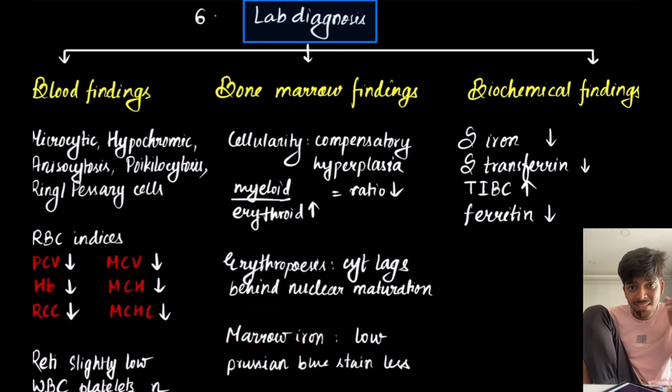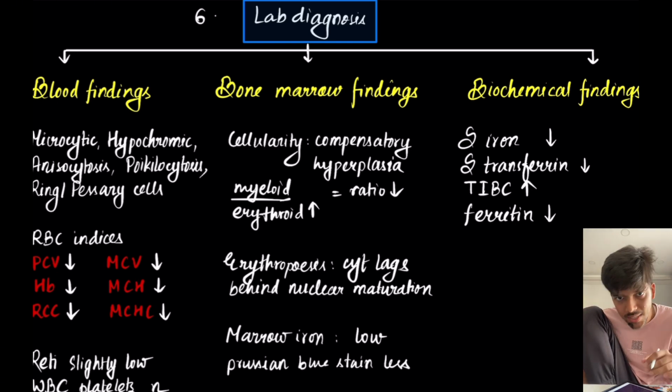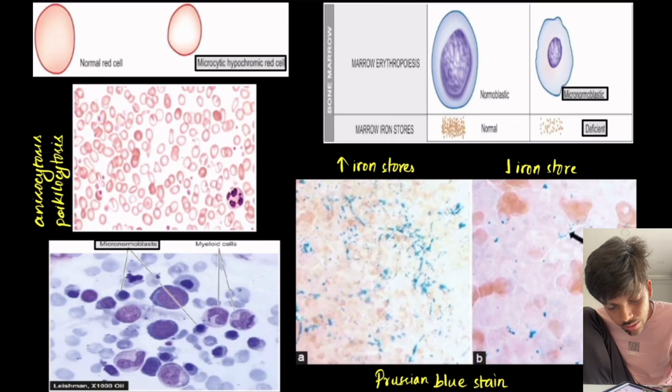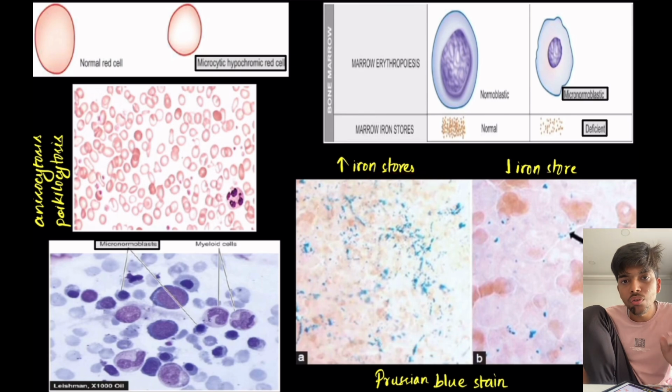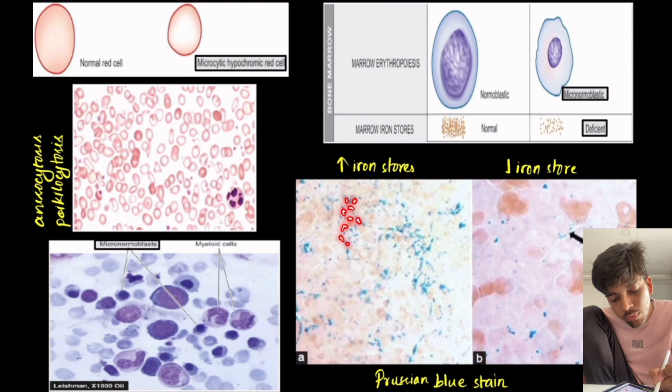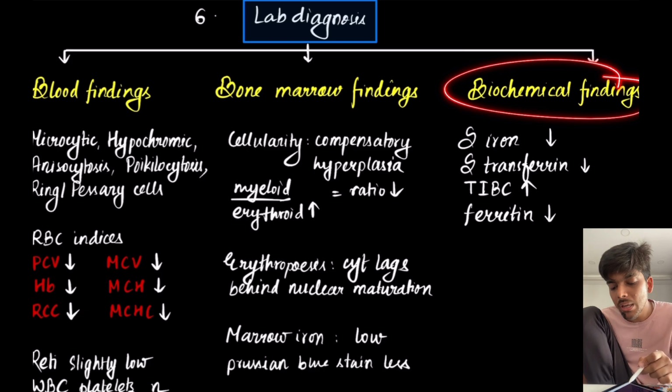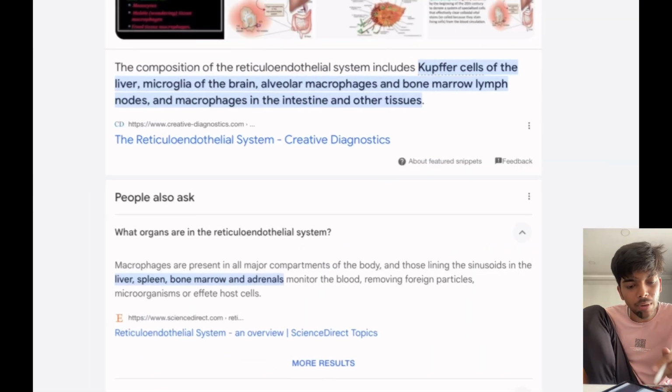Then marrow iron. Since there is decrease in level of iron, obviously the iron stored in the bone marrow also decreases. Iron in bone marrow is detected with the help of a special stain called Prussian blue stain, which stains iron blue in color. Since there is decrease in iron level, there is also decrease in Prussian blue stain. Let's look here. This is your normal iron store in bone marrow. This is your reduced iron store in bone marrow. You can see lots of Prussian blue stain. You can see scanty Prussian blue stain. Finally, biochemical findings, the same stuff that I explained earlier.